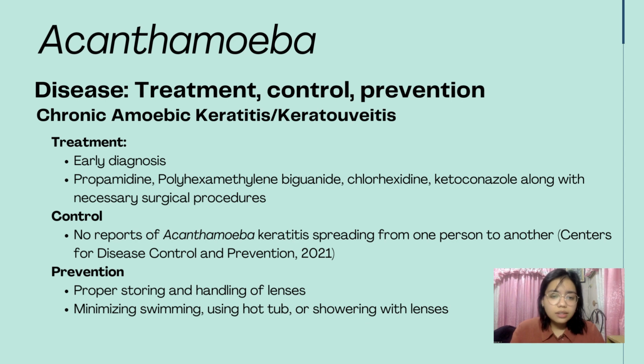The treatment is early diagnosis, which is the most important treatment, along with administration of drugs and necessary surgical procedures. There are no reports of Acanthamoeba keratitis spreading from one person to another. Hence, the most effective way to prevent amoebic keratitis is through the proper storing and handling of lenses and by minimizing swimming, using hot tubs, or showering with lenses.